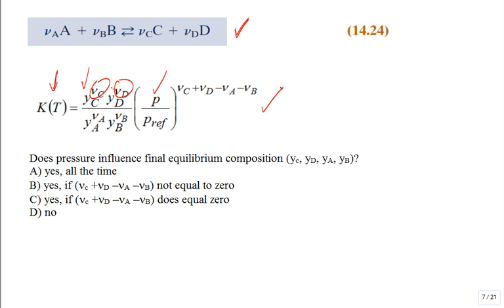Okay? So the question is, does pressure influence the final equilibrium composition? Does pressure influence what the magnitude of Y sub C is, and Y sub D, and Y sub A, and Y sub B? Answer A, yes, all the time it does. B, yes, if this sum is not equal to 0. Or C, yes, if the sum does equal to 0. Or no, it doesn't. So we'll give you a few seconds to answer that question.